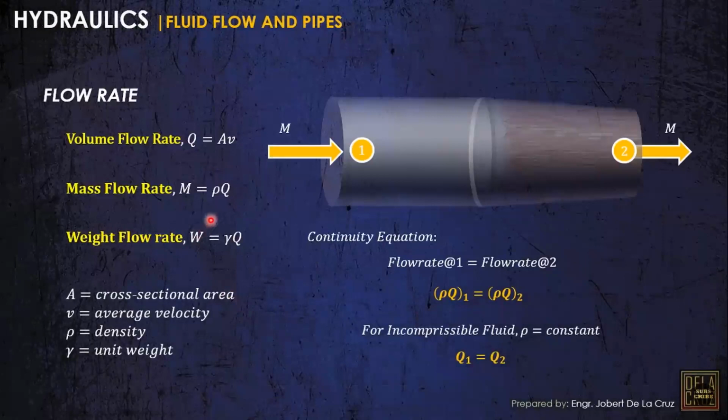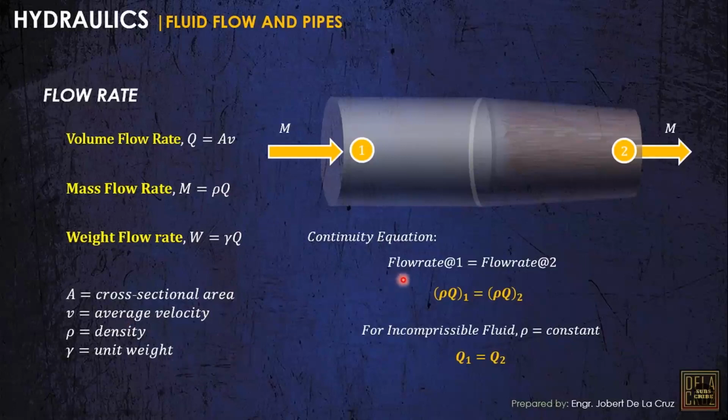And we have the mass flow rate that is density times discharge, Q, and the weight flow rate that is gamma, or the unit weight times discharge. So basically, yung weight natin is just, we can express that as mass flow rate times the gravity. Because the relationship between this unit weight and density is, we have that unit weight is equals to density times gravity. Alright, so ito yung mga terminologies natin. A is a cross-sectional area, V is the average velocity, rho is the density, gamma is the unit weight.